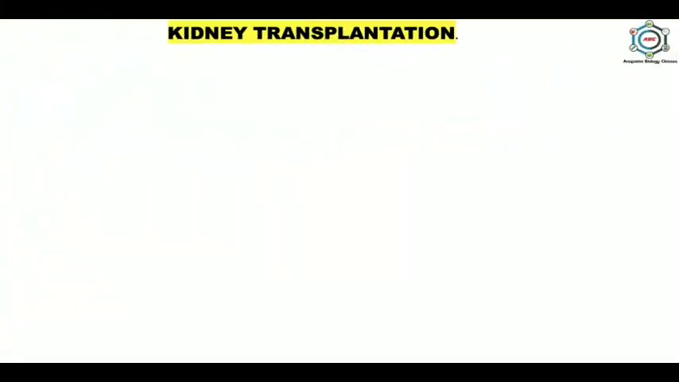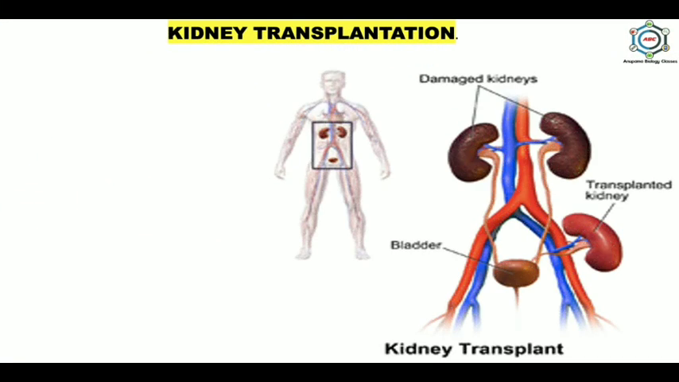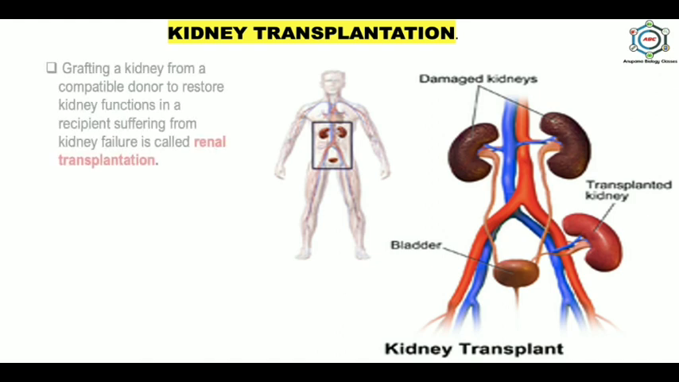Now, the kidney transplantation. You can see the picture. Here the damaged kidneys are brown in color. Normal kidneys have a deep red color, and the transplanted kidneys are also deep red in color. You can see the picture.